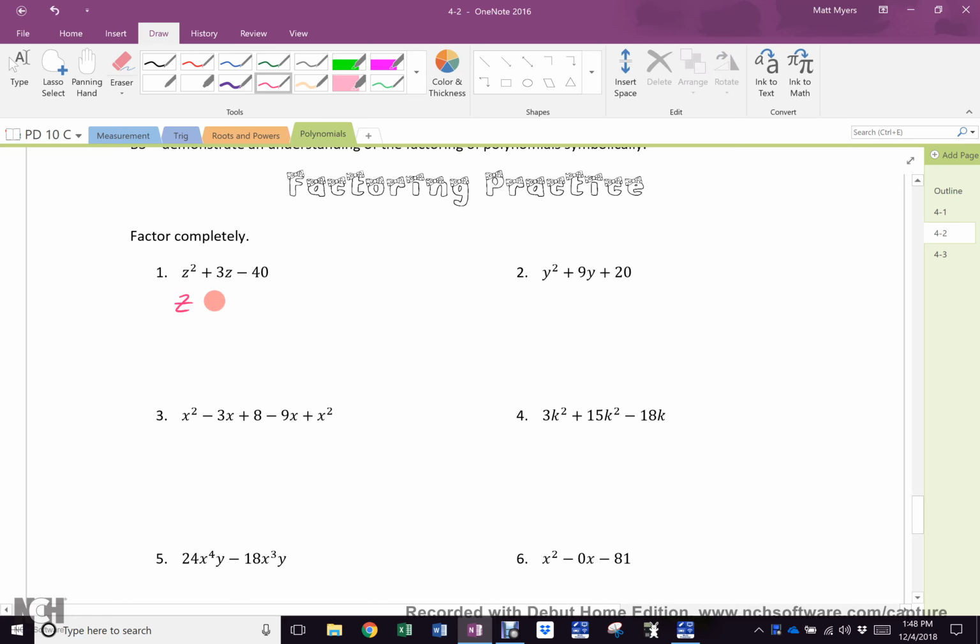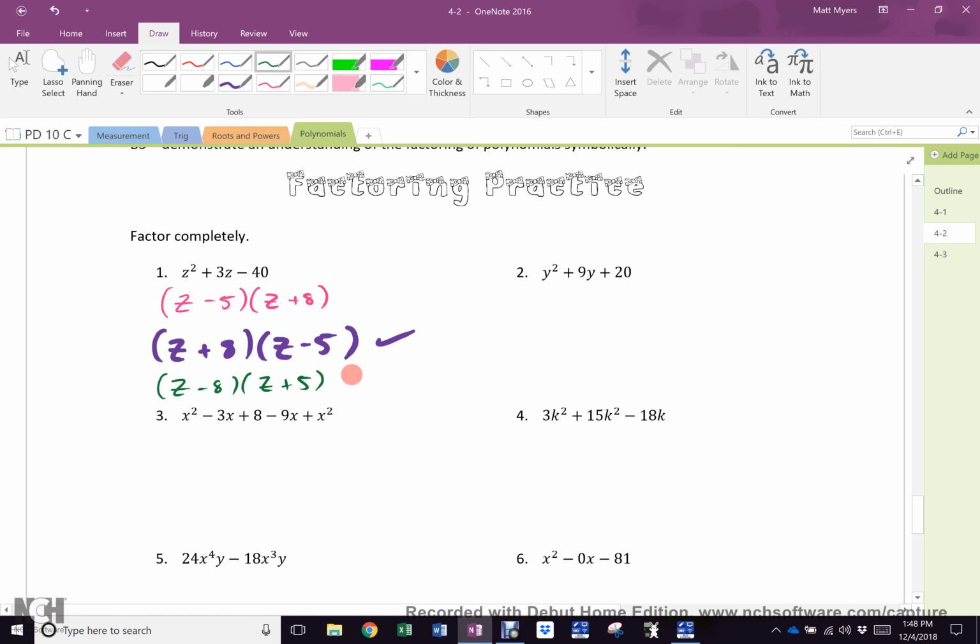Z minus 5, and then Z plus 8. Perfect. Are you allowed to have Z plus 8 and Z minus 5? Yes, that's okay. Are you allowed to have Z minus 8 and Z plus 5? No. Why? Because when you expanded it, you wouldn't get this. Oh, well done, everyone. These are all worth 1.